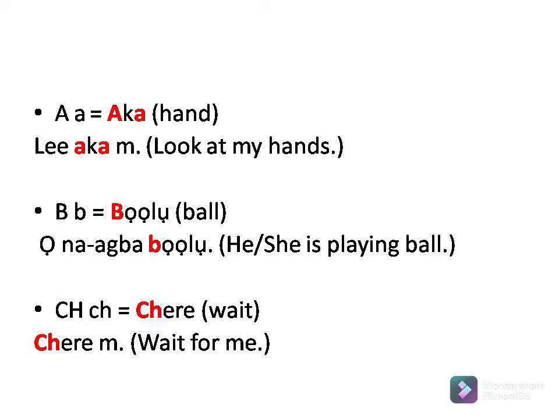The next one is the Ch. You see it in a word like chere. Chere means wait. Now we see it in a sentence like cherem. Cherem. Wait for me.